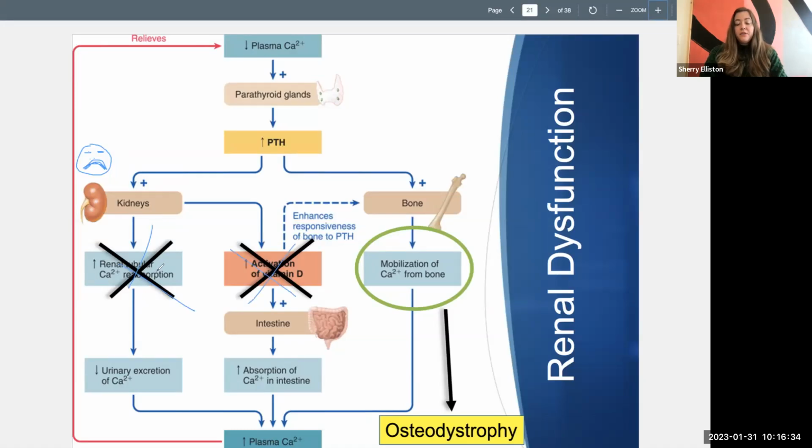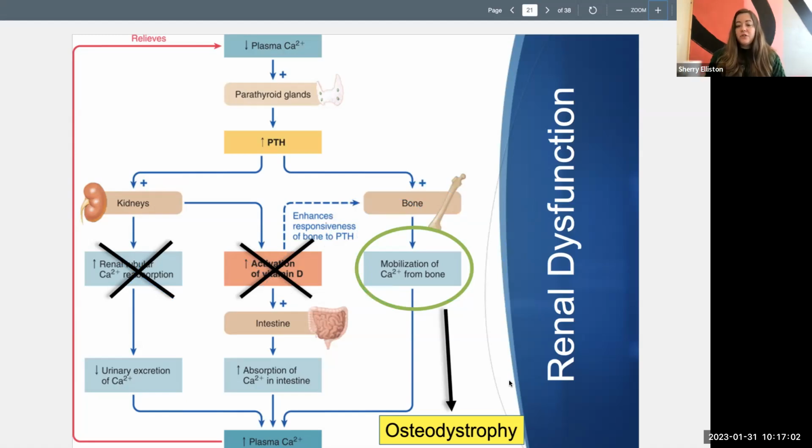And as a result of that dysfunction, the bones are being relied on more heavily. So the body is mobilizing calcium from the bone at a rate that is not normal. And that is what leads to what we call renal osteodystrophy.